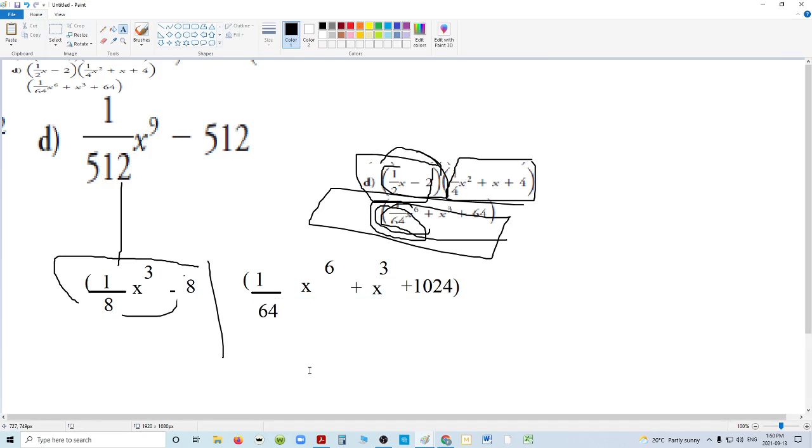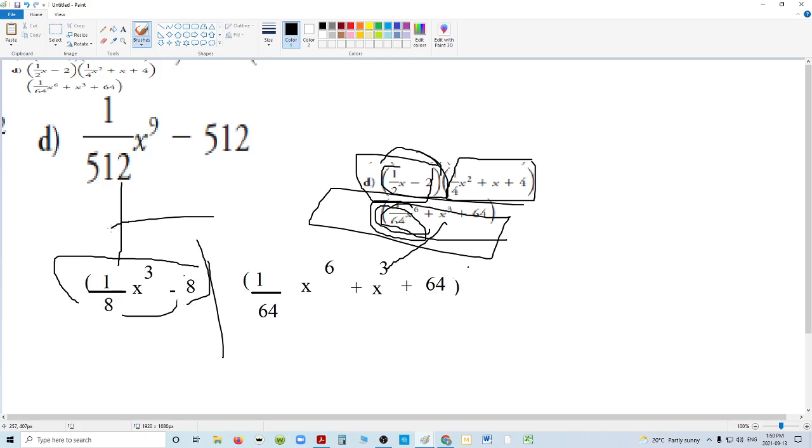8 times 8 is not what I was looking for, so that's a big mistake on my part. The 8's do indeed cancel out though, which explains why I got the x cubed correct. And this is not 1024, but 8 times 8 is indeed 64. So I had all my numbers wrong because stupidly I put the basic roots wrong.